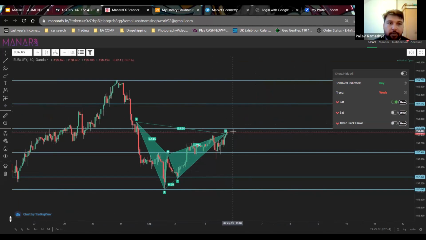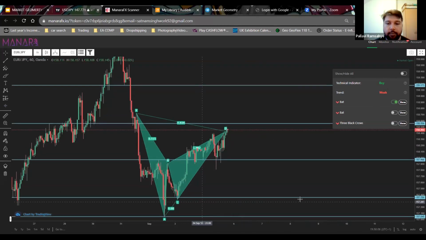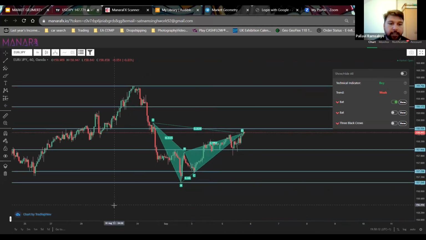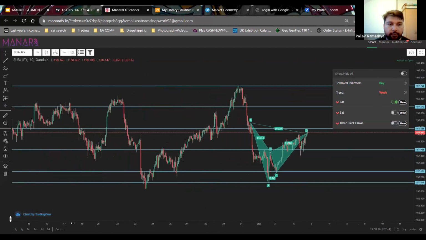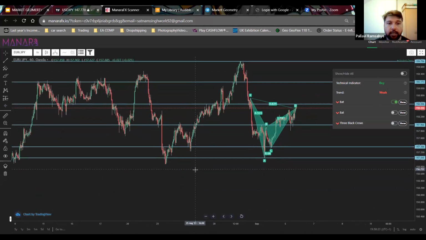The good thing about Manara is that it does have support and resistance zones as well. So, for example, how would we make this a high probability trade? Can anybody put their experience in the chat, using their knowledge of trading, how can we build up the percentage of this actually working out?